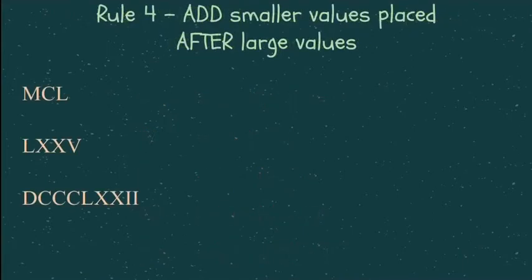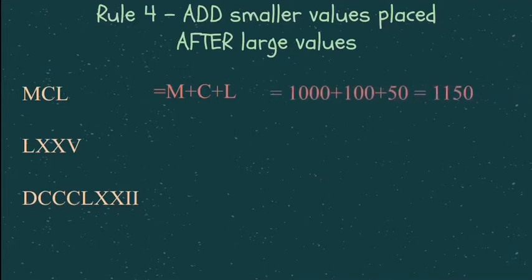Now let us see rule number 4, which is very easy to understand: if smaller value symbols are placed after the larger value symbols, you simply have to add their values. Let us see the first example, MCL. M represents 1000, C represents 100 and L represents 50. So we have to just add their values to get the number 1150.